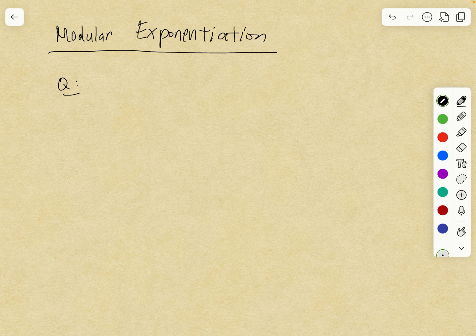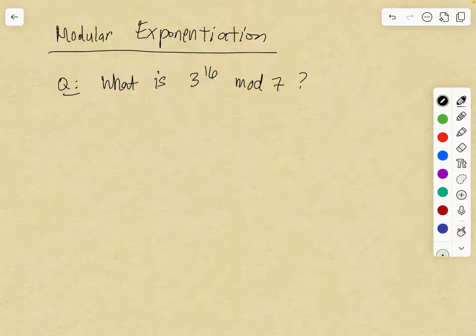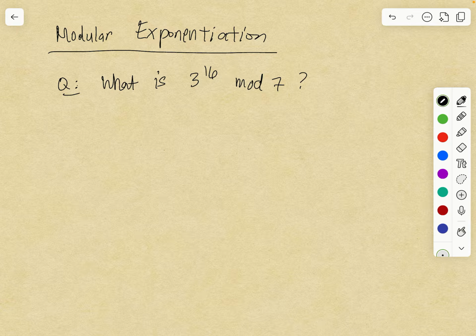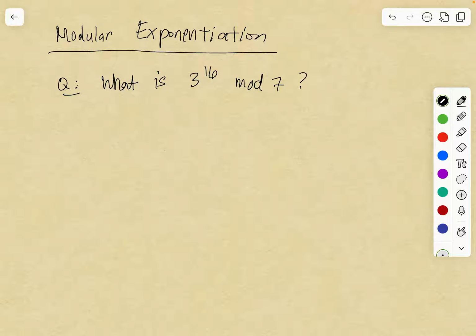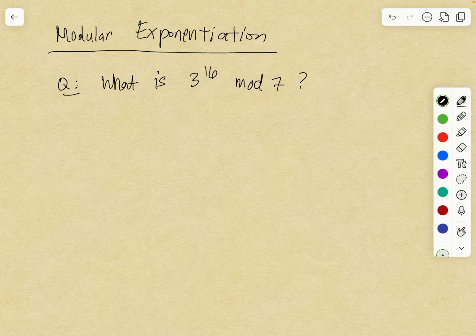So for instance, one question we can ask is, what is 3 to the 16th power mod 7? In other words, what's the remainder when you take 3 to the 16th power and divide by 7? Well, 3 to the 16th power is going to be some huge number, and it would take a long time to divide by 7 to figure out what the remainder is. So we're going to use a method that is much easier, and it relies on the following fact.